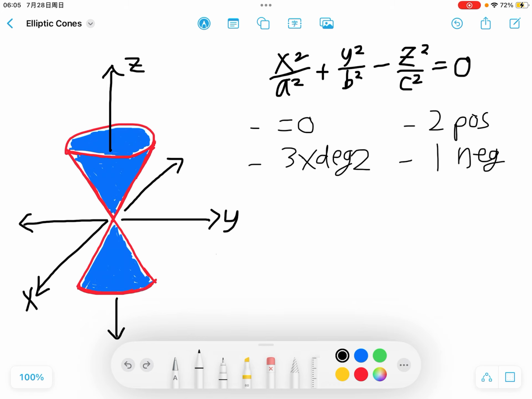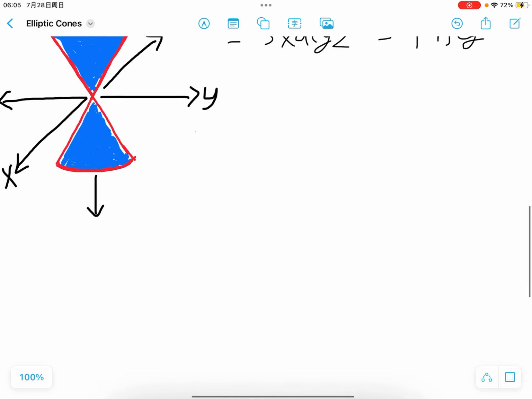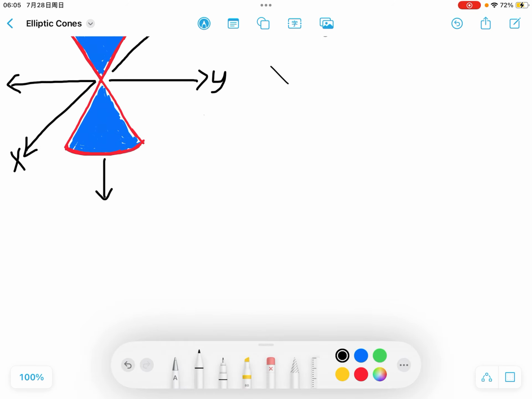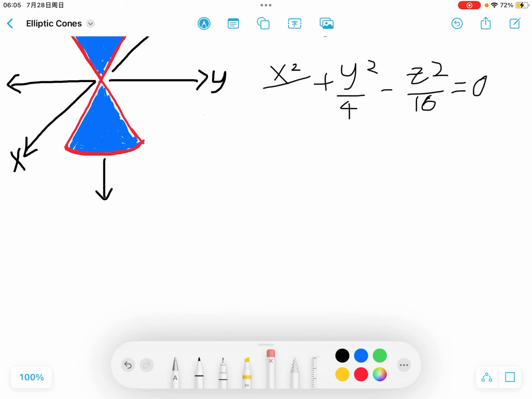So now let's try to graph an elliptic cone to get the feel of this. Let's try this equation: x squared over 9 plus y squared over 4 minus z squared over 16 is equal to 0. We're going to use traces, and if you don't remember, traces are where we graph what our graph looks like when it intersects different planes.